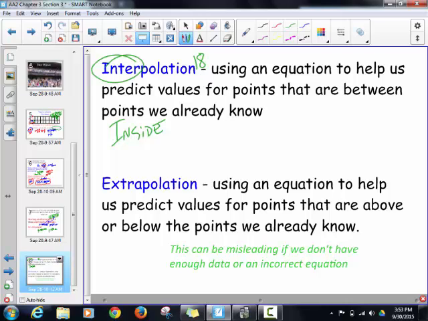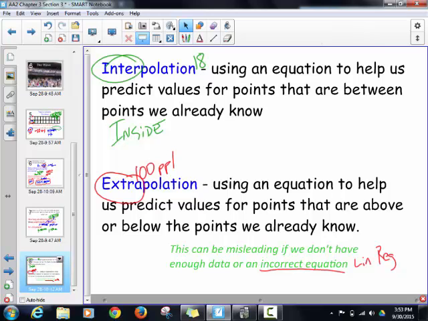Whereas extrapolation was when we solved for 100 people. That was outside of my data. I think of extra as beyond the points that we already have. You've got to know what those terms mean, so just key on the inter and the extra. In the green at the bottom, it says this can be misleading if we don't have enough data or an incorrect equation. That's why it's important to have a correct equation, and why linear regression is super nice, because it gives us an exact equation. But we can always come up with our own line of fit. And if you don't have enough data, it's usually not very useful. So those are some things to key on.